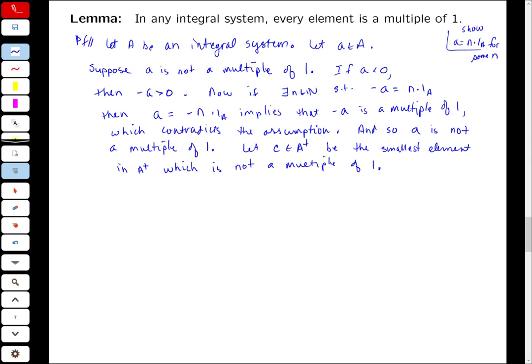Okay, so what I'm saying is, minus A is not a multiple of 1. In other words, the positive of A is not a multiple of 1 also. If the negative of A is not a multiple of 1, then the positive of A has to also not be a multiple of 1. And I have to go to the positive element because that's the only set I know that has a least element in it. I have to go to the positive sets. So if I'm starting with something negative, then I have to go to the positive.